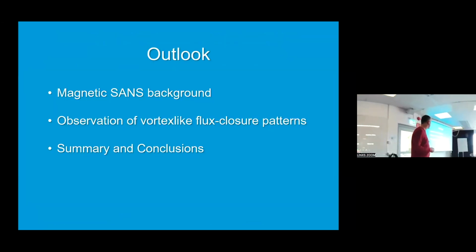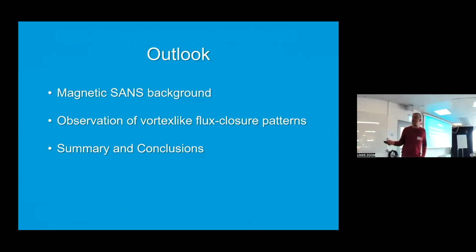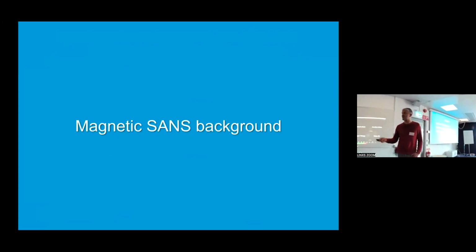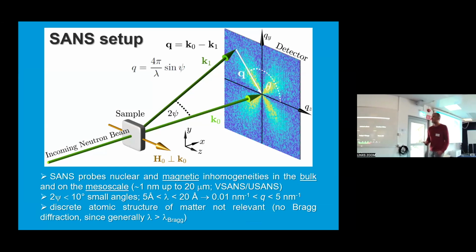This is a brief outline: a little bit on magnetic small angle neutron scattering, then the experimental results, and then I will give you a summary and conclusion.